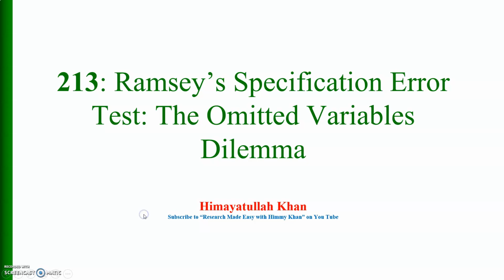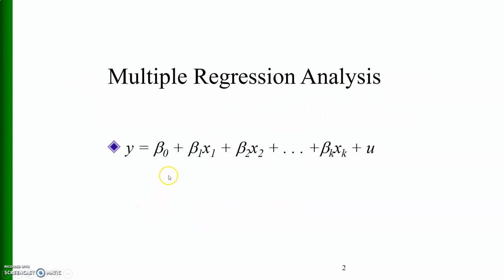Let me start with the multiple regression model, which is of the form y is equal to beta naught plus beta 1 x1 plus beta 2 x2 plus up to beta k xk plus error term. So far as this multiple linear regression model is concerned, there are a number of assumptions, and one of the most important assumptions in multiple regression is that the model is correctly specified.